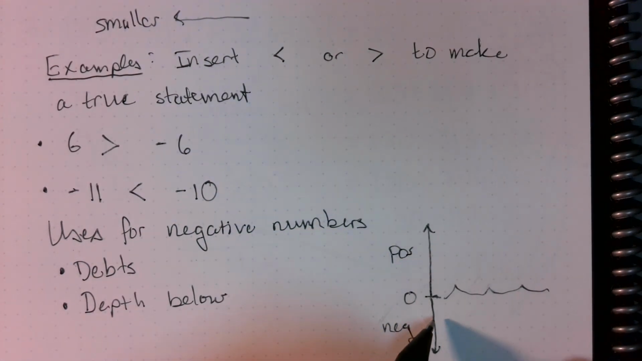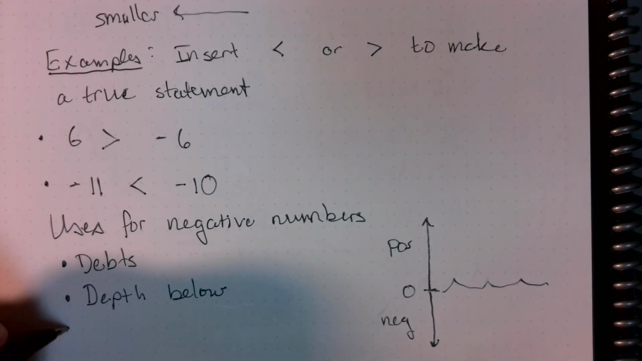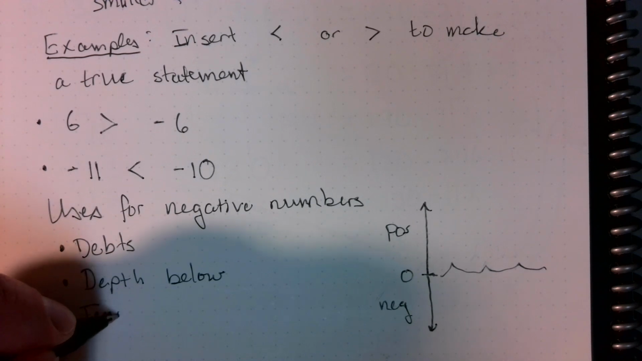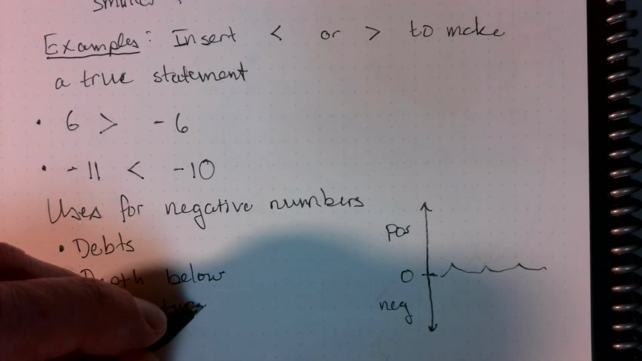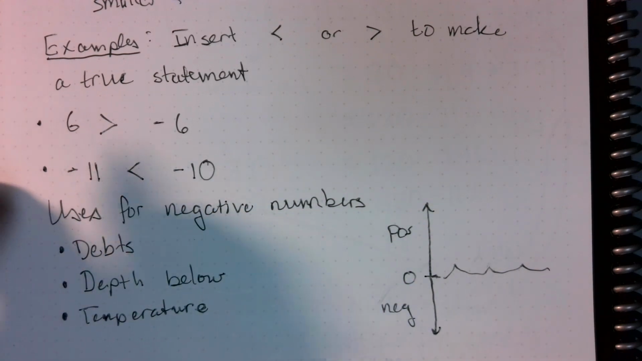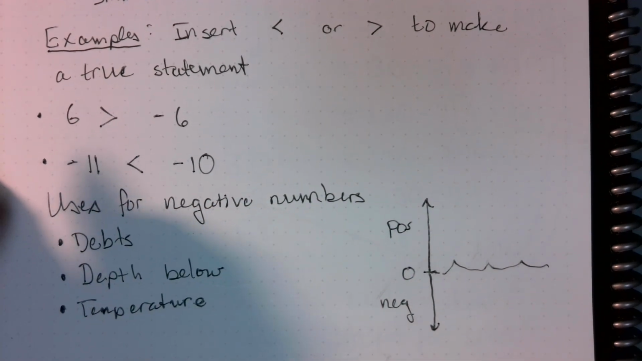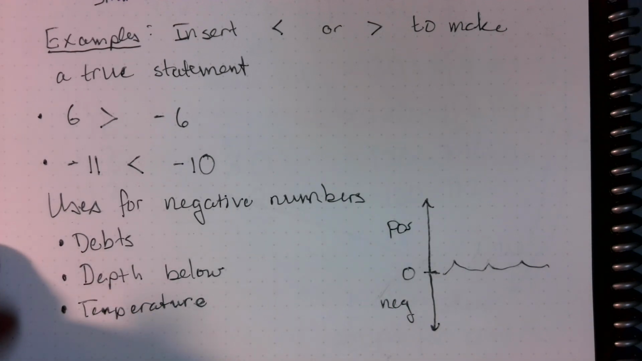So 1 foot below would be like a height of -1. This also works out for temperature. Negative numbers are useful in dealing with temperature. 0 on the Celsius scale is the temperature at which water freezes. A negative temperature would indicate it's even colder than that. So there are plenty of uses for negative numbers, and we'll look at quite a few as we go through this section.